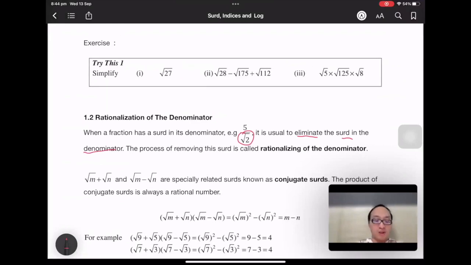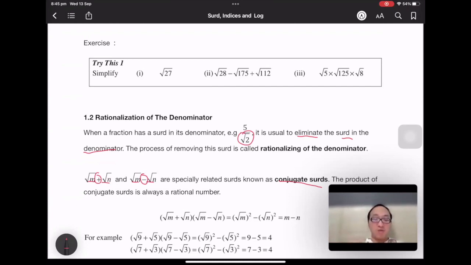We have one identity that we have to remember. We call it the conjugate surd. If we have the square root of m plus square root of n, which we cannot add because they are different, it should be multiplied by the conjugate. The conjugate is the square root of m minus square root of n. So the difference is only the sign in the middle.